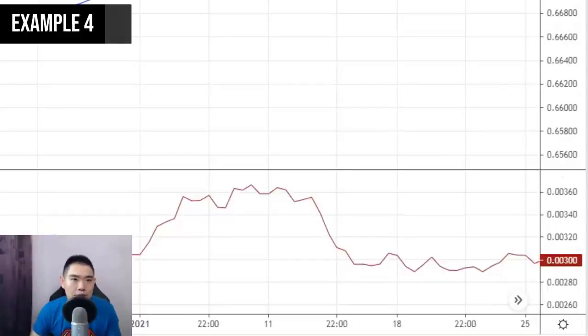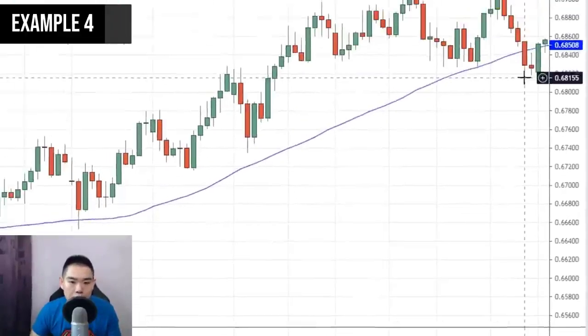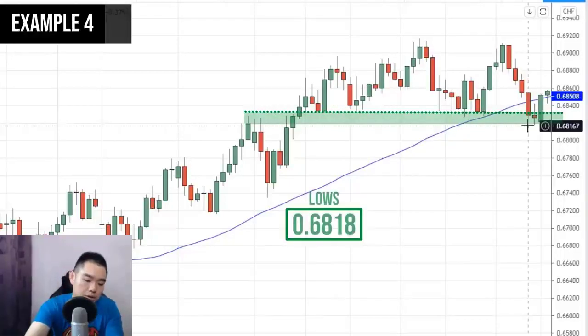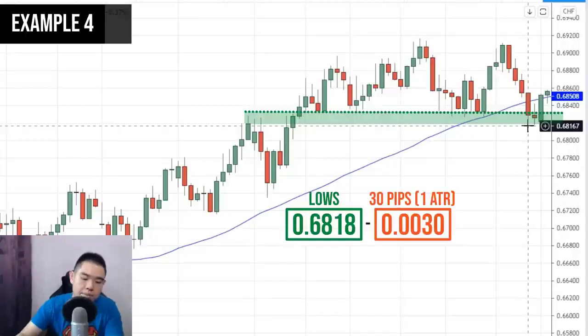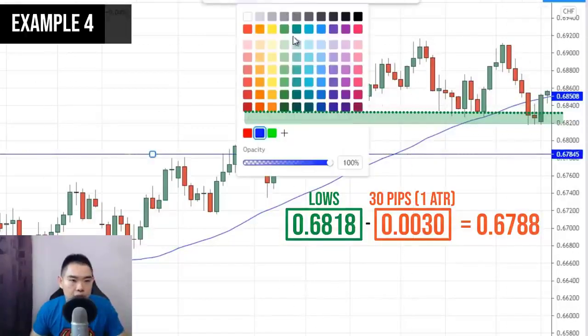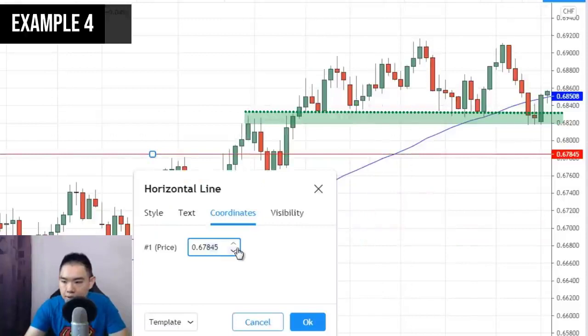So now let's find out what the low of this support is, so we can set a proper stop loss level. The low over here is about 0.6818. So 0.6818 minus 30 pips gives us about 0.6788. Okay, so our stop loss will be at 0.6788. Change this to rate 0.6788.